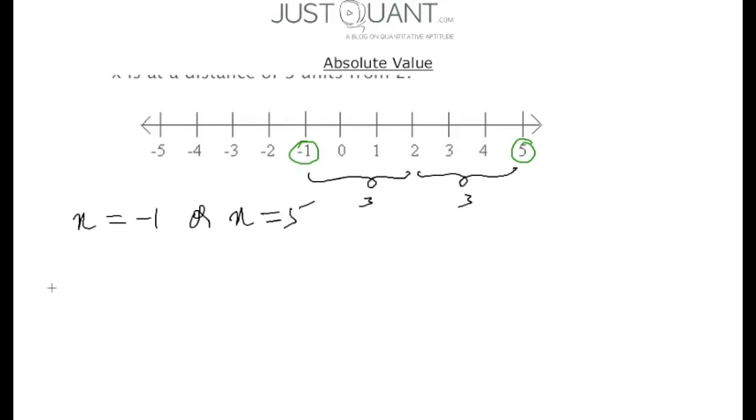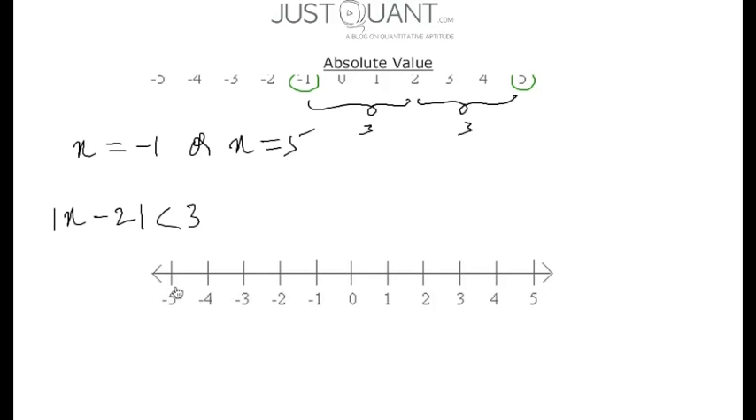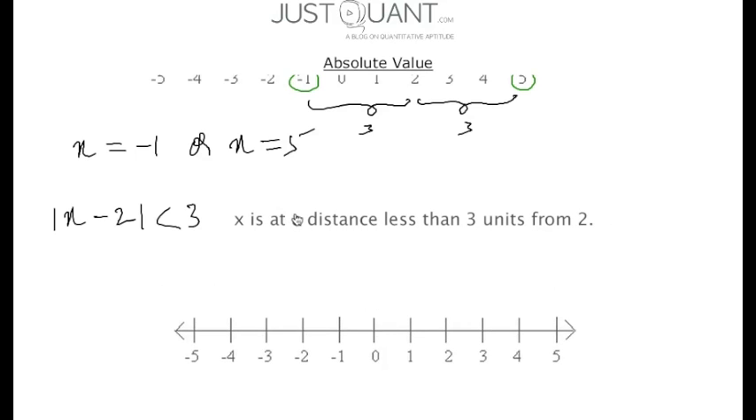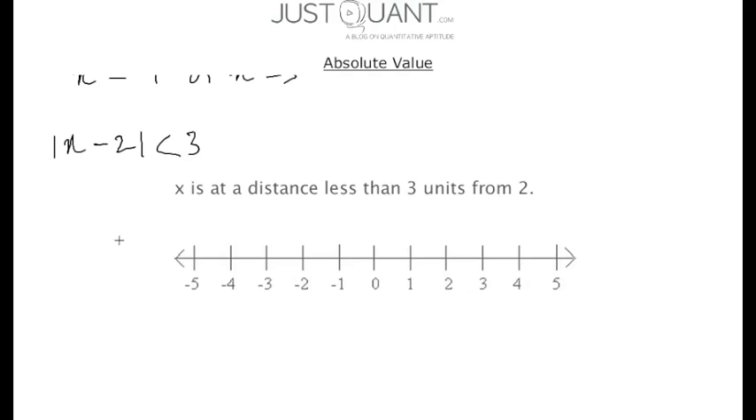Let's have a look at another inequality. |x - 2| < 3, right? In this case, x is at a distance less than 3 units from 2. So what are our values of x? All those values between minus 1 and 5, since these are the points which are at a distance less than 3 units from 2. So we have -1 < x < 5, right?